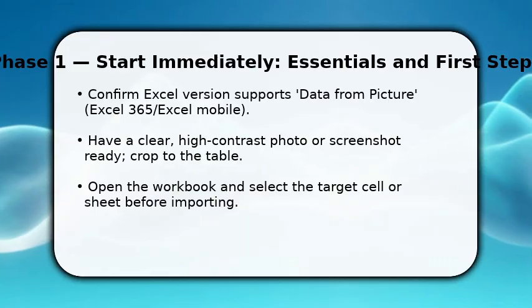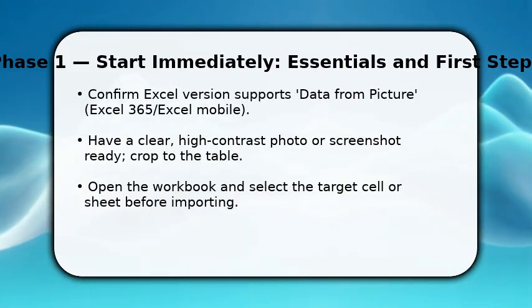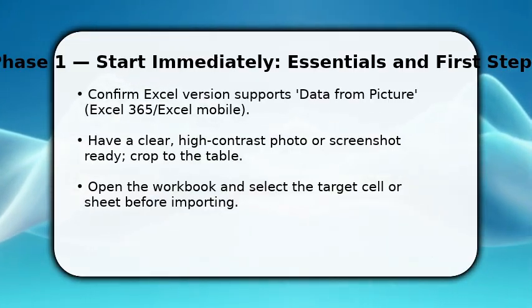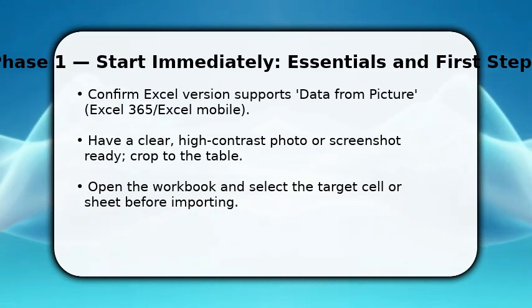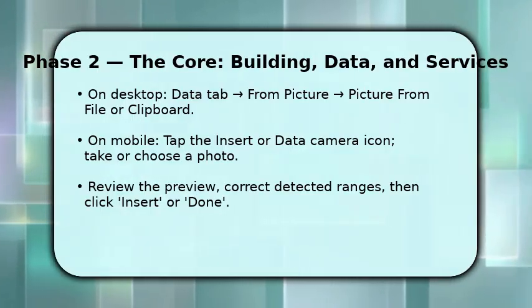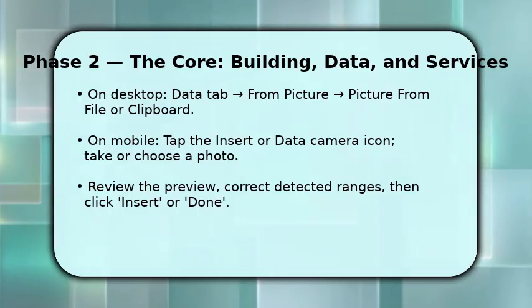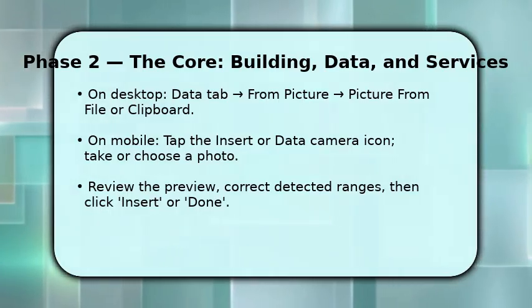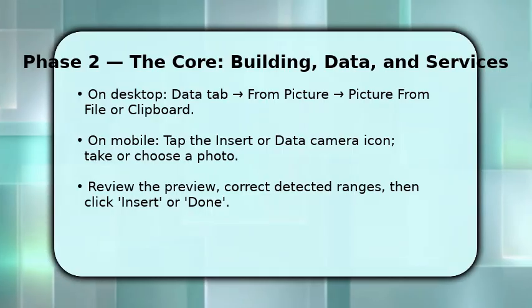Proceed to the Data tab or the mobile camera button, depending on your device. You now perform the import step. On desktop, go to Data, then Picture, then Picture from File or Clipboard, and select your photo. On mobile, tap the camera icon inside Excel's Data or Insert area and capture or pick the image.